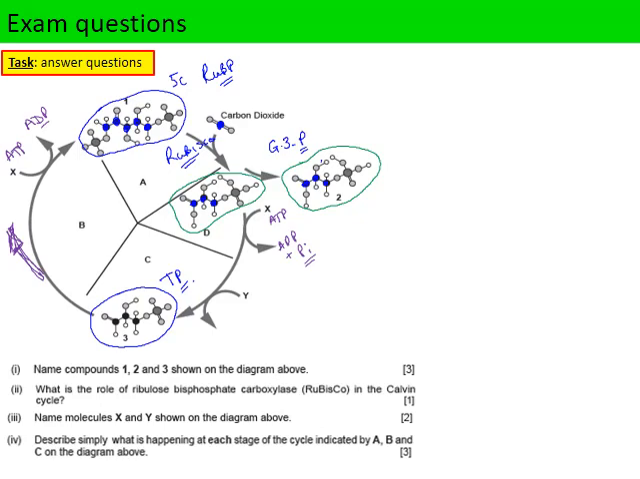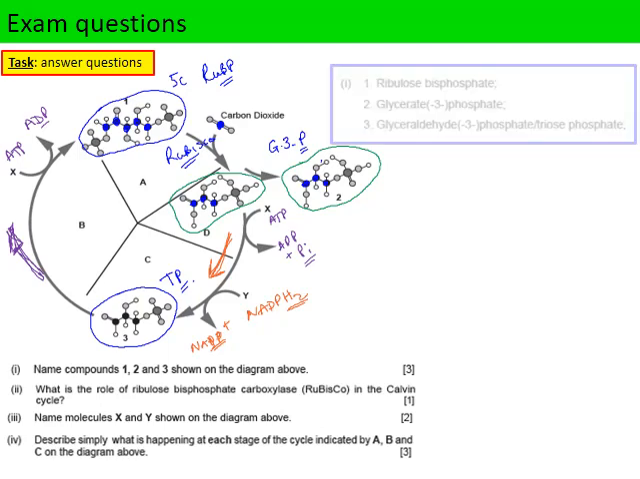So that must mean that Y down at the bottom is reduced NADP, and it's the hydrogen from reduced NADP that is used in the reduction reaction from G3P to triose phosphate. So we know that's going to release NADP, reoxidized NADP.